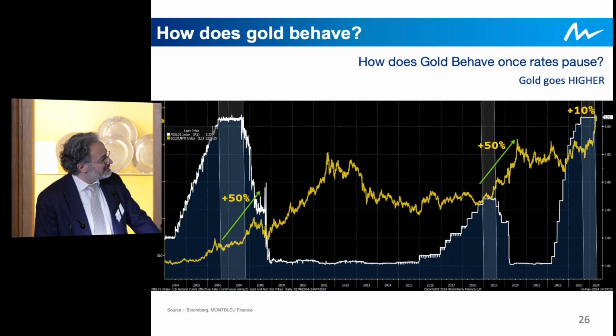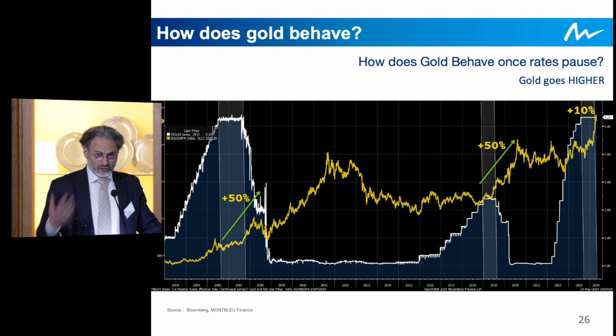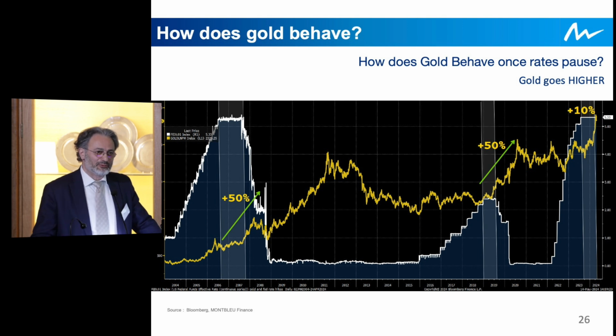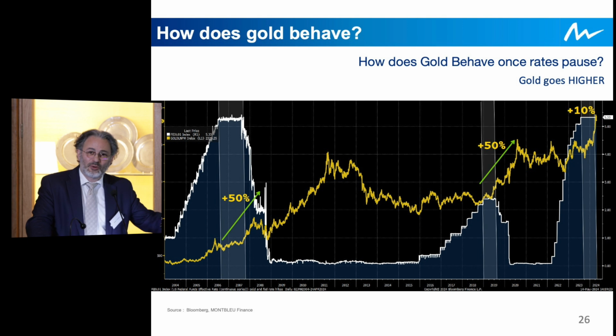We're going to start, and that's an exception today, with slide 26. And if you have to remember just one thing today, it is this slide that I'm showing you here. When we talk about gold, when we talk about gold mines, we always talk about the macro environment. We talk about inflation, we talk about rates, we talk about the US dollar, and this is exactly what I'm going to be doing for the next 15 minutes.